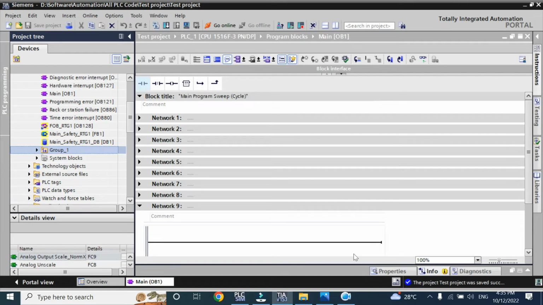Hello friends, welcome back. In this video, we'll talk about how to make a flow totalizer. We already made a flow totalizer using SCL language. Some of our friends requested to make the flow totalizer using ladder language, so I am making the flow totalizer in ladder language today.